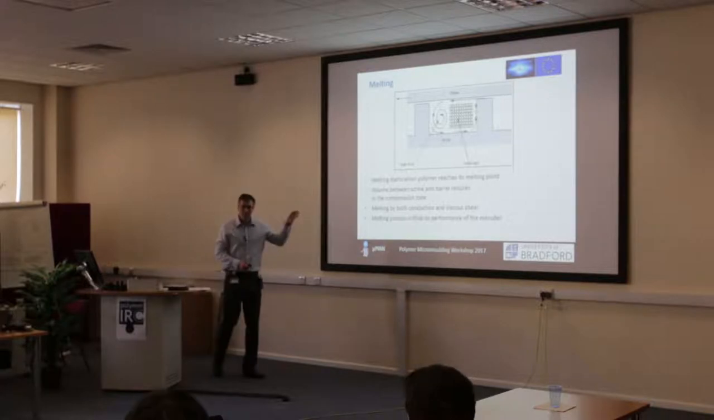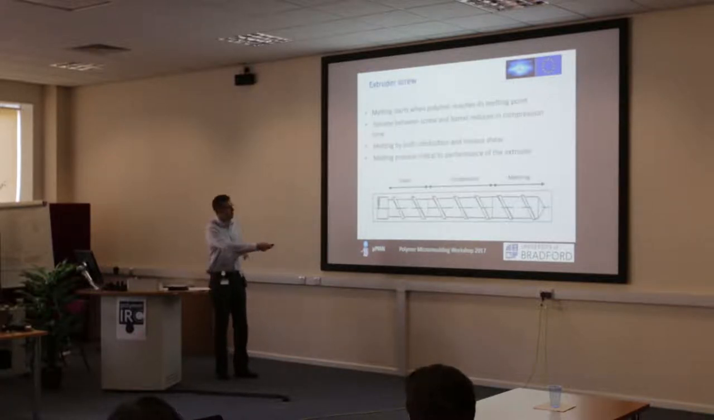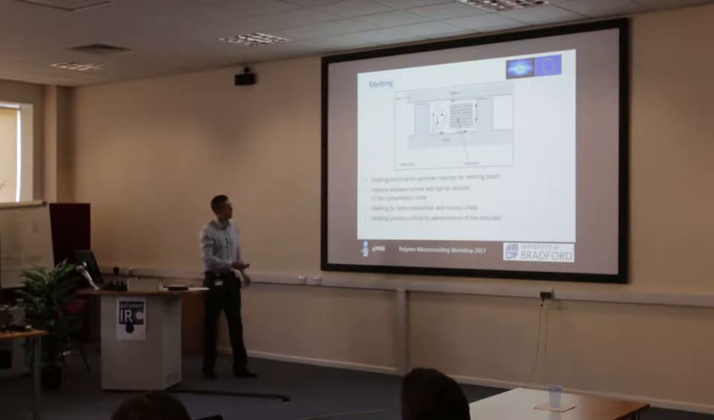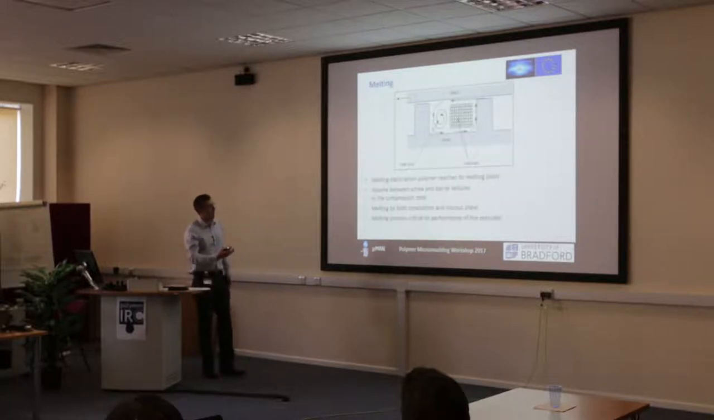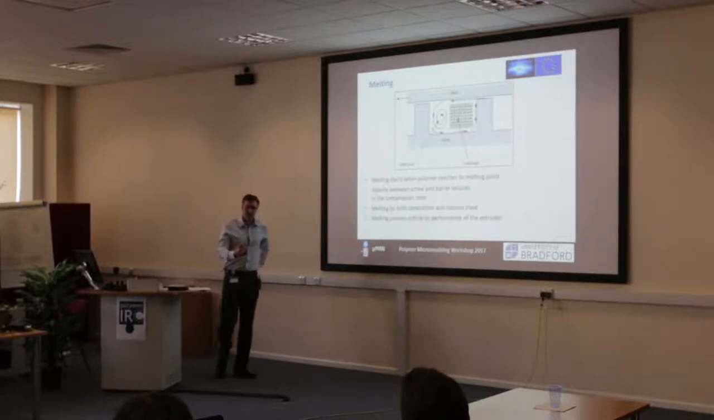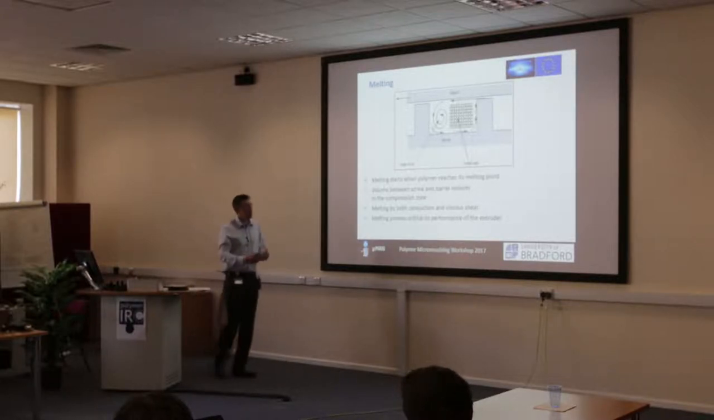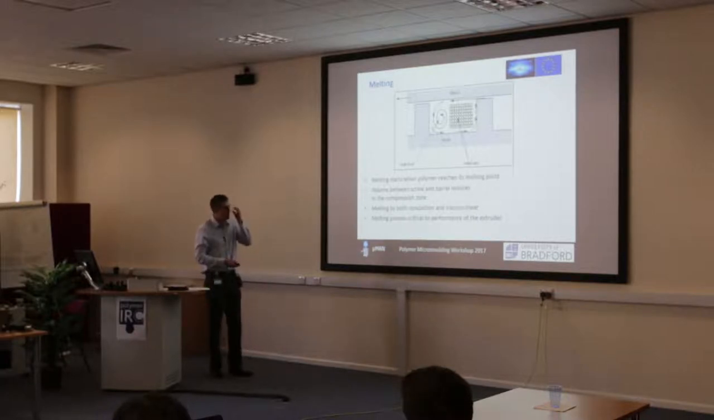So this is what happens in the melting region. In that small gap between the flights and the barrel wall, there's a small rectangular gap, which goes right the way around the screw. The melting is the critical, rate limiting step of extrusion. We need to melt the polymer efficiently. By the time it gets to the end of the screw, the polymer needs to be molten. If we've still got solid particles in there, the extrusion process doesn't work particularly well.